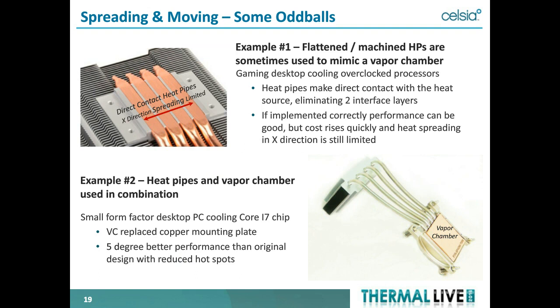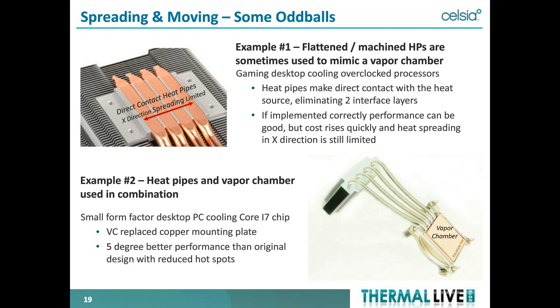Example one is a sort of flattened heat pipes that are flattened and soldered into a base, and the heat pipes are machined. Often this is used to, as best possible, get what they call direct contact. The heat pipes make direct contact with the heat source, eliminating the 2 interface layers. Works pretty well. The machining of those heat pipes, you really need to know what you're doing to not have an issue with machining of the heat pipes. But it's rather common that it's done.